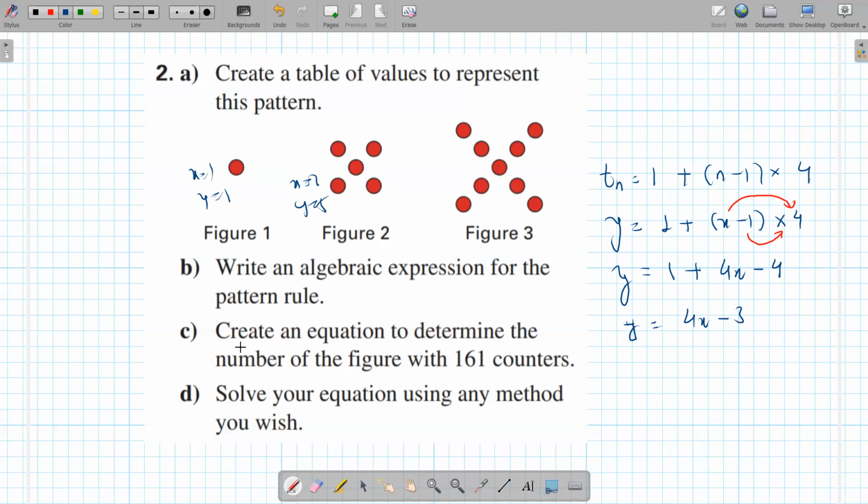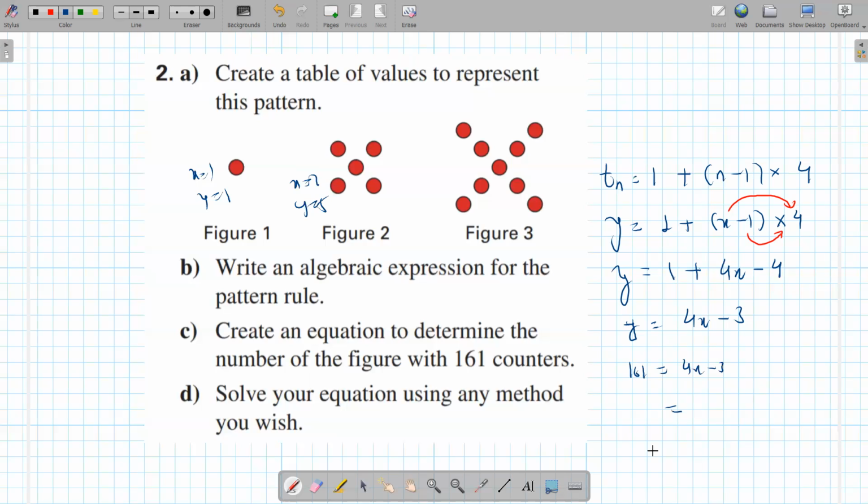Okay. Part C, it's asking us to create an equation, which we already have, to determine the number of figures with 161 counters. Counters are these like red little blocks. So is y 161 or x 161? Y. Yeah, so what's the equation? How is this gonna change? 161 equals 4x minus 3. Yeah? So how do we solve this?